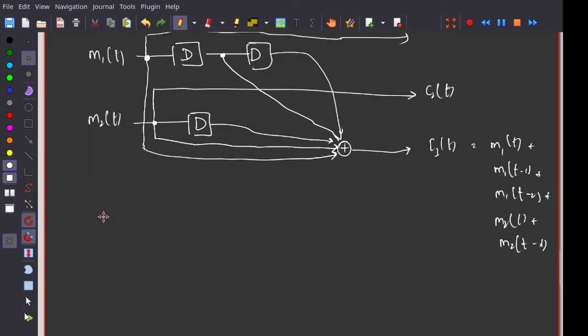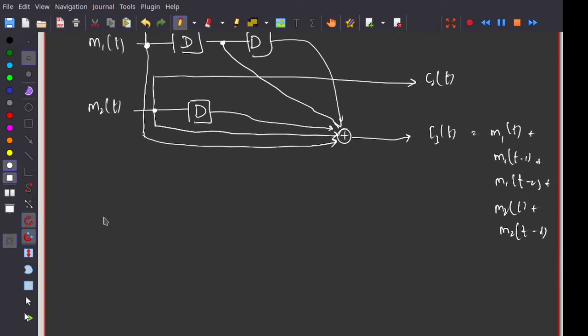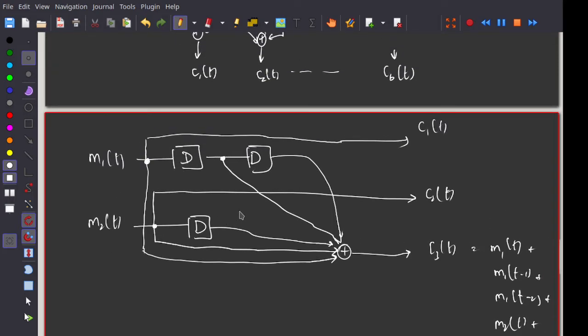Remember that for linear block codes, the generator matrix for a given linear code is not unique. You can have the same code with multiple generator matrices. In a similar way, even for a convolutional code, the generator sequence is not unique. You can have different ways of constructing the same convolutional code. In this case, this required 3 delay elements, but it's also possible to construct this using just two delay elements.